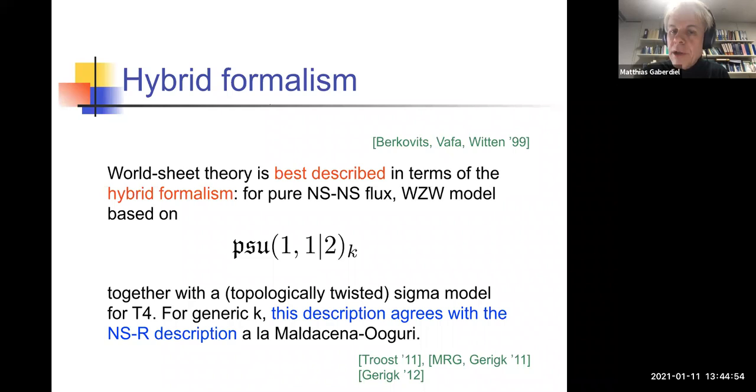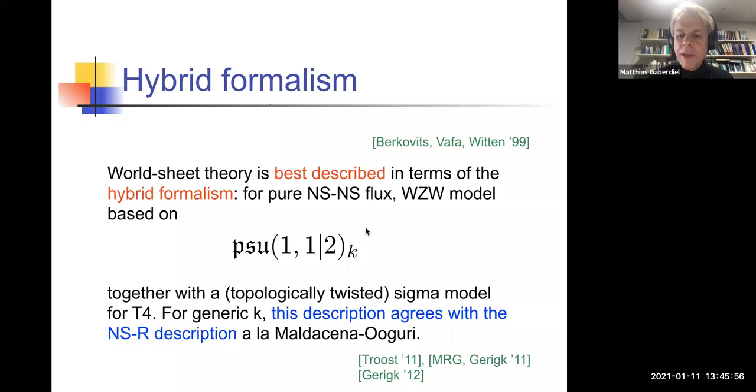And in that case, it simply becomes a Wess-Zumino-Witten model based on the super Lie algebra PSU(1,1|2) at level k, where k is the amount of NS-NS flux, together with a topologically twisted sigma model for the T4 degrees of freedom. So the PSU(1,1|2) describes simultaneously AdS3 and S3. The bosonic subalgebra is SU(1,1), which is the symmetry of AdS3, plus SU(2), which is the symmetry of S3. So this encapsulates the entire AdS3 cross S3 piece of it. And what was tested some years ago is that for generic level k, this description agrees with the NSR description à la Maldacena-Ooguri. So this is just an alternative way of writing the Maldacena-Ooguri answer, certainly for k greater or equal than 2. And there's very good evidence that this is exactly the same description as the Maldacena-Ooguri description.